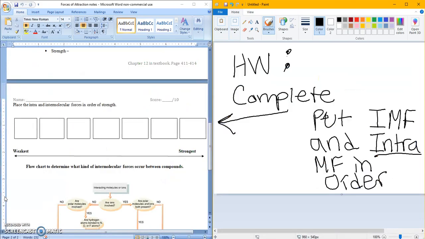So, for your homework, I would like you to try and put your intramolecular forces and your intermolecular forces in order in these boxes from weakest to strongest. All right?